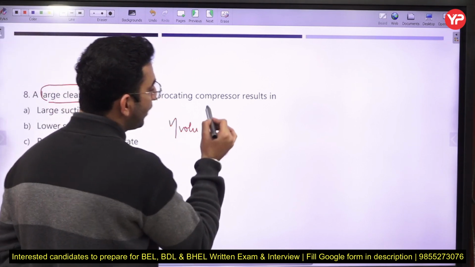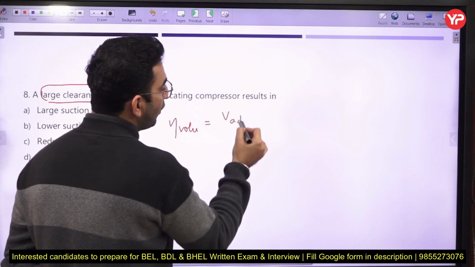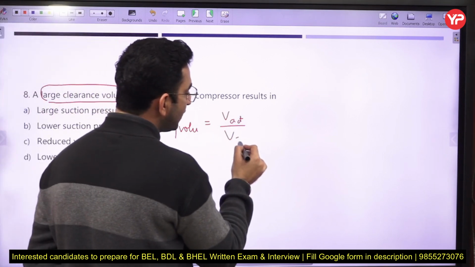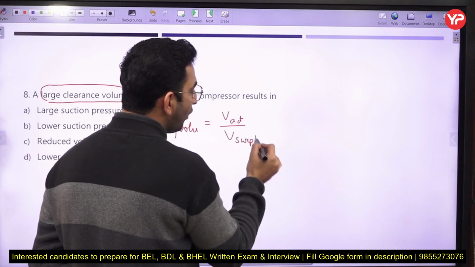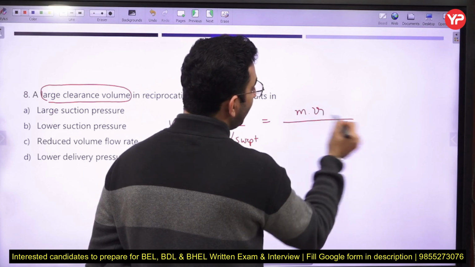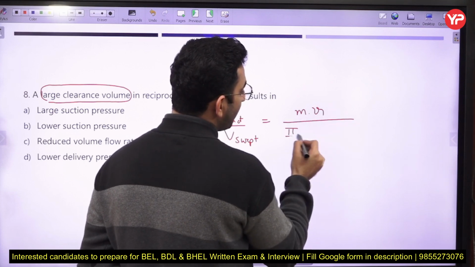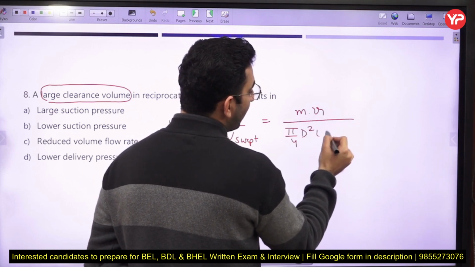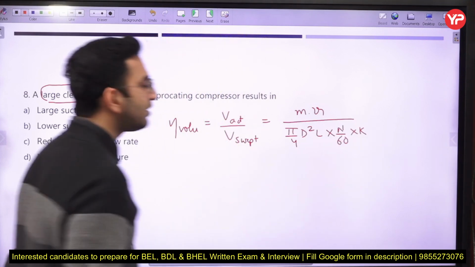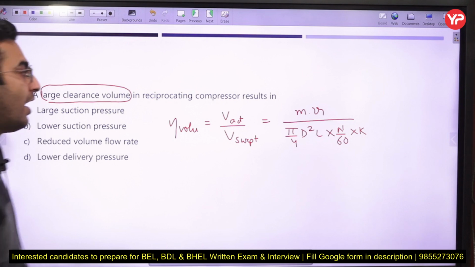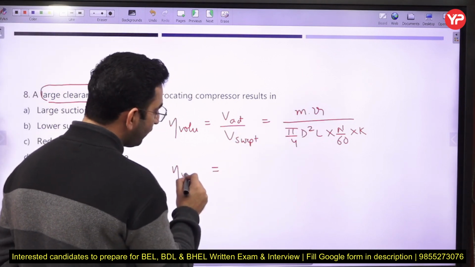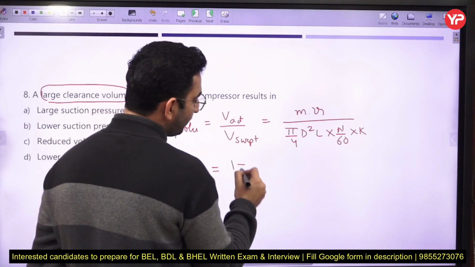volumetric efficiency is defined as the actual volume flow rate of the fluid into the compressor to the theoretical piston displacement, or I can say the piston swept volume. So if you further simplify it, its formula can be written as m dot v1 divided by pi by 4 d square L multiplied by n by 60 multiplied by k. So this is the formula of the volumetric efficiency. And if you further simplify this formula, you can also rewrite the volumetric efficiency in terms of clearance ratio.